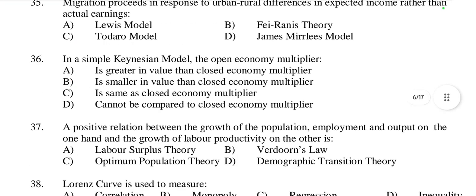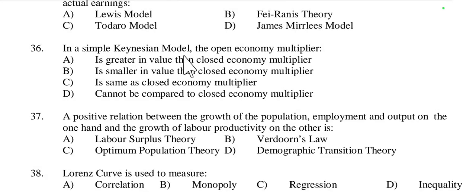Then question number 36: in a simple Keynesian model, the open economy multiplier. In the simple Keynesian model, is the open economy multiplier greater in value than the closed economy multiplier, or smaller in value than the closed economy multiplier? Yes, it is smaller in value than the closed economy multiplier.